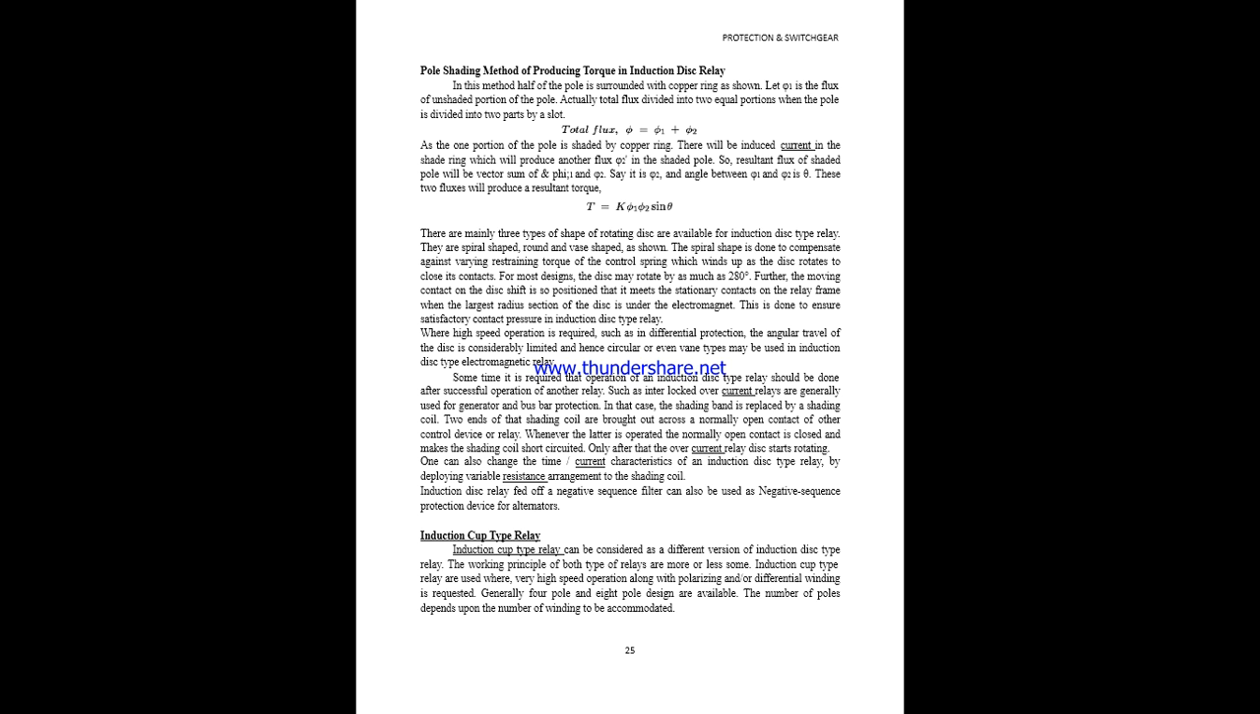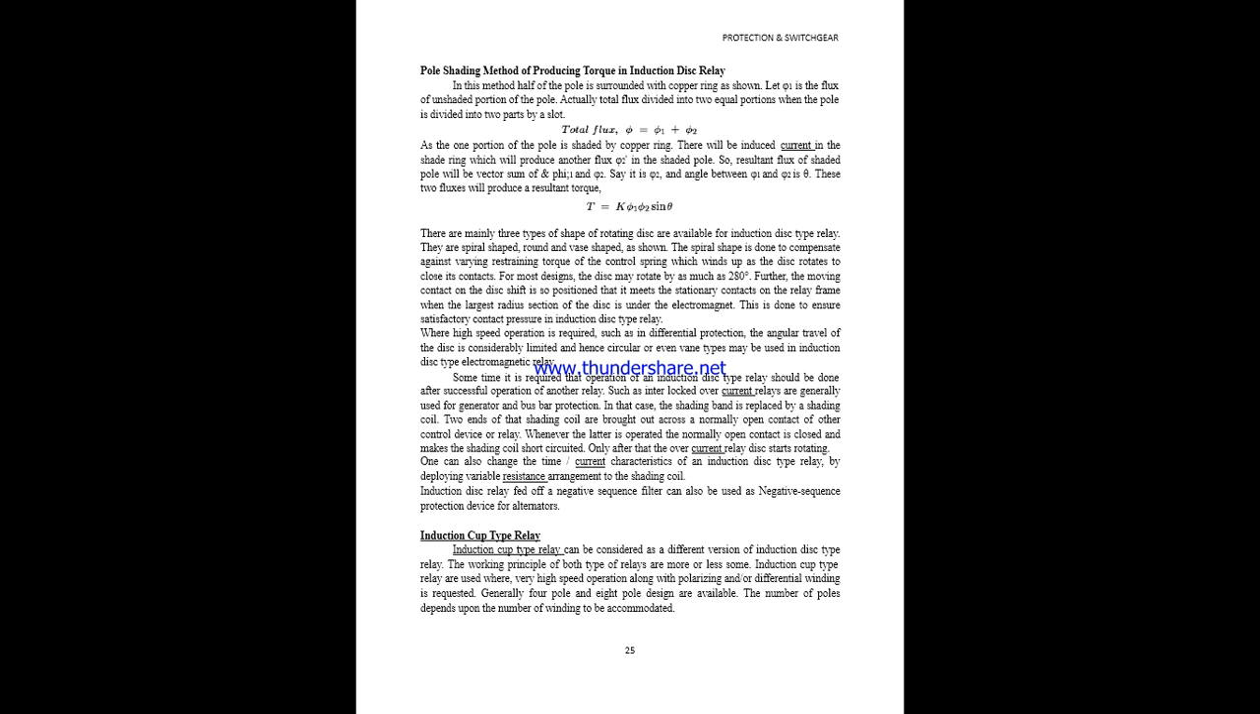There are mainly three types of shape of rotating disk available. While considering this, for high speed operation, this type of relay can be used relevantly and reliably. The induction disk type is a negative sequence filter which can be used as a negative sequence protection device for the alternators. The third type is the induction cup type relay.